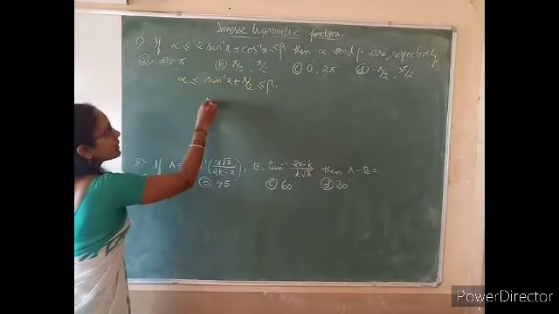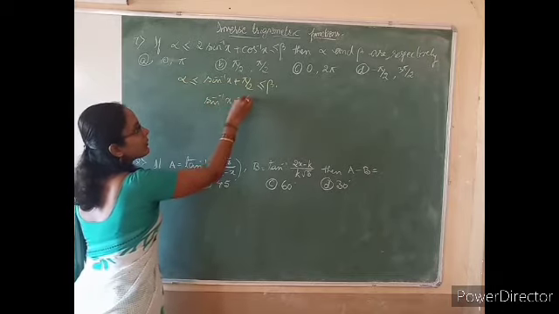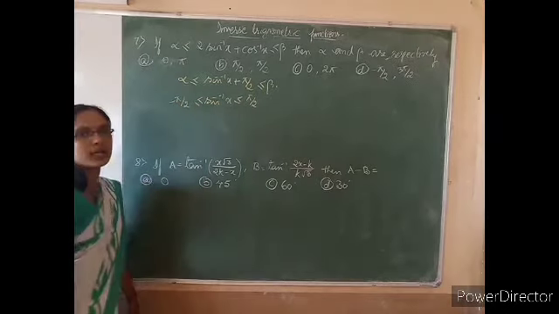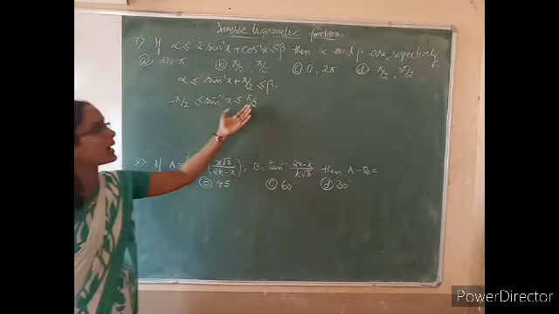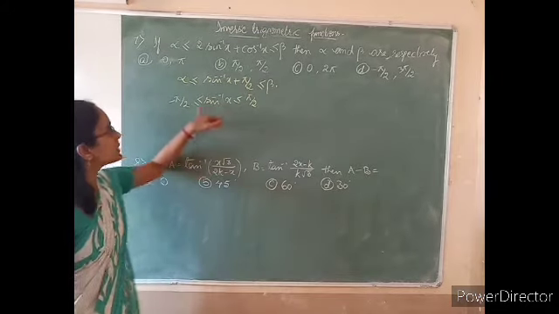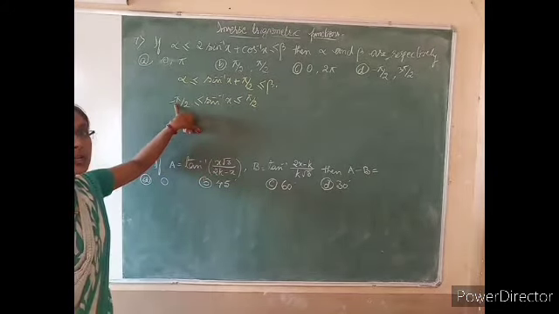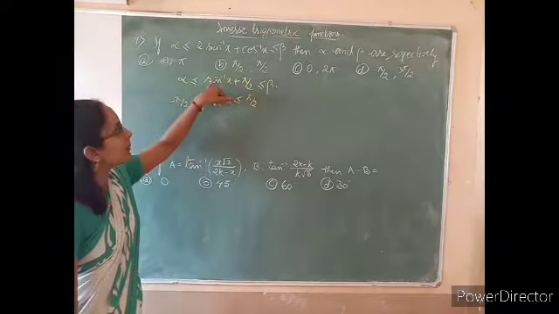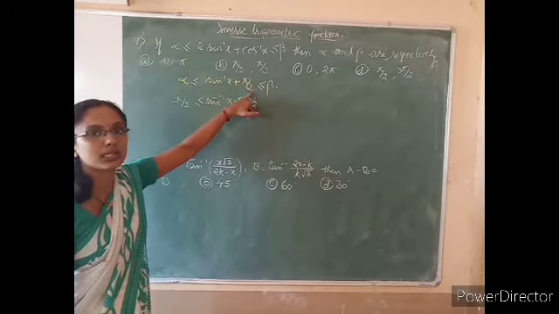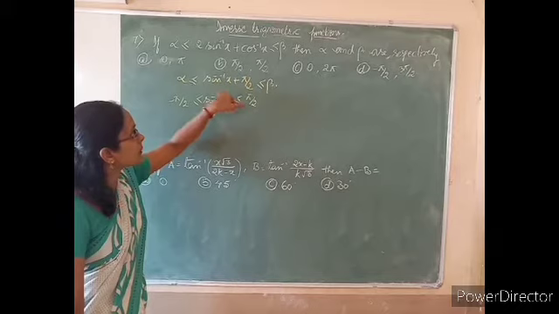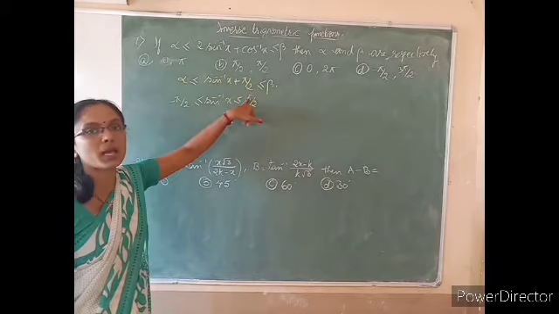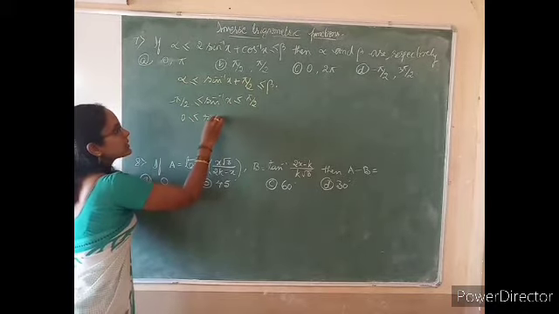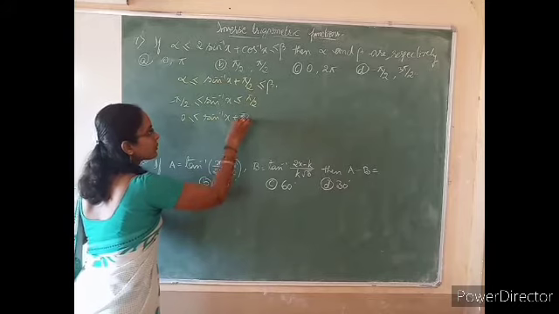And also you know that the range of sine inverse of x is minus pi by 2 to plus pi by 2. That is, sine inverse of x gets the minimum value minus pi by 2 and maximum value pi by 2. Since the minimum value of sine inverse of x is minus pi by 2, if I substitute the value here, minus pi by 2 plus pi by 2 is equal to 0. Therefore, 0 is less than or equal to sine inverse of x plus pi by 2.